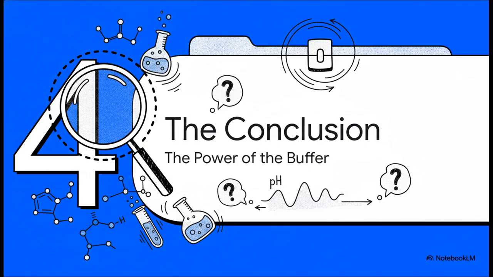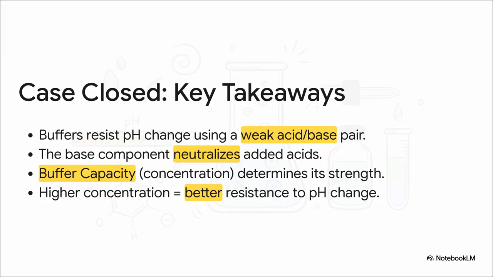All right, let's put all the clues together. We can close the file on this case and just summarize what our investigation has really taught us about the incredible power of buffers. So, here are the key takeaways from our investigation. First, buffers are like chemical bodyguards for pH, and they use that weak acid/base team to do it. Second, it's the base part of that team that's the real MVP, neutralizing incoming acids. And finally, the buffer's overall strength, its capacity, all comes down to the total concentration of that team. More concentration means way more protection.